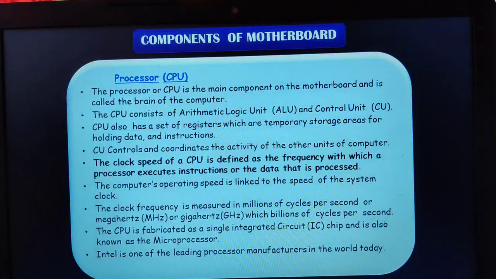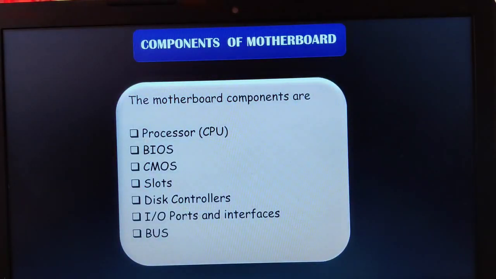Yes, these are the different components of motherboards. Among these you can explain any 6. There are 7, but any 6 you can explain from the exam point of view, in brief. It is a 5 marks question. Okay, any 6. And then we have one more question, that is explain the schematic diagram of motherboard.